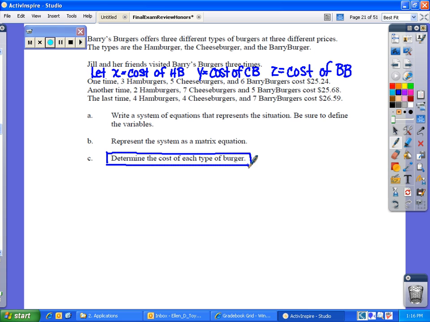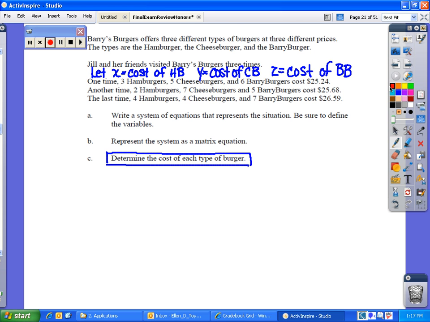In Part A, it asks us to write a system of equations that represents the problem. Reading through the problem, the equations are very easy to write. It says that Jill and her friends visited 3 times. We're going to write one equation for each visit.